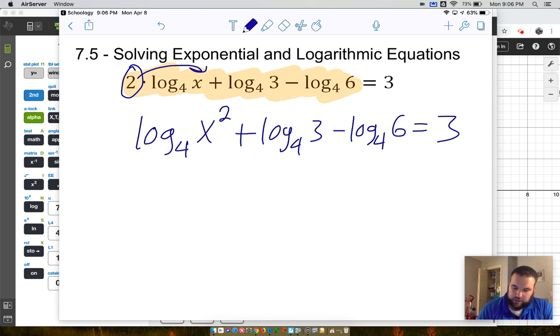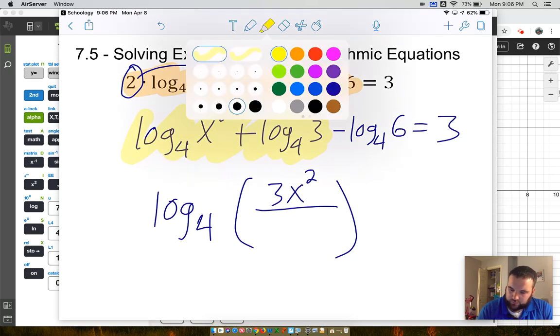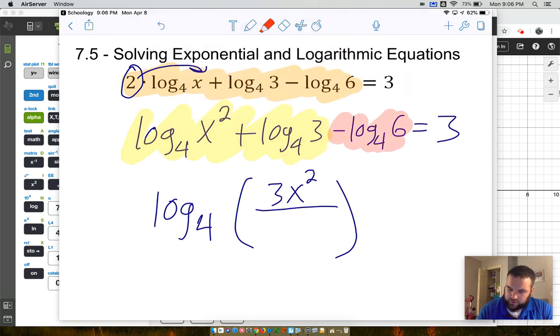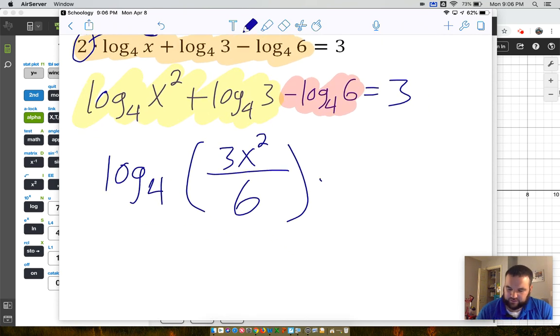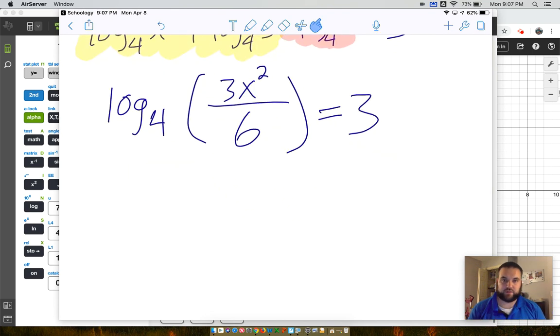Now then, since they're all log base 4, I'm going to build this fraction. I've got 2 positive logs right here. So that means my numerator is going to be 3x squared. And I have 1 negative log, obviously right here. So 6 is going to be my denominator. And then this is equal to 3. So the first thing we need to do is write it as a single log. Now I'm going to go ahead and solve this.